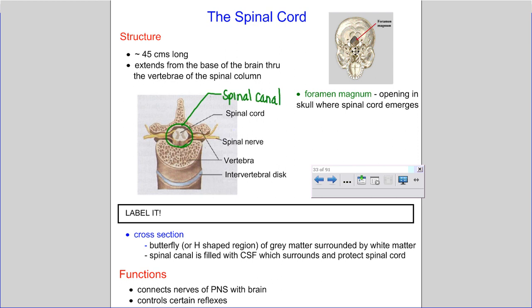This diagram over here is showing a bottom view of the skull. There's an opening in the base of the skull called the foramen magnum, and that's where the spinal cord comes out through, and it'll be surrounded by vertebrae as soon as it comes out.